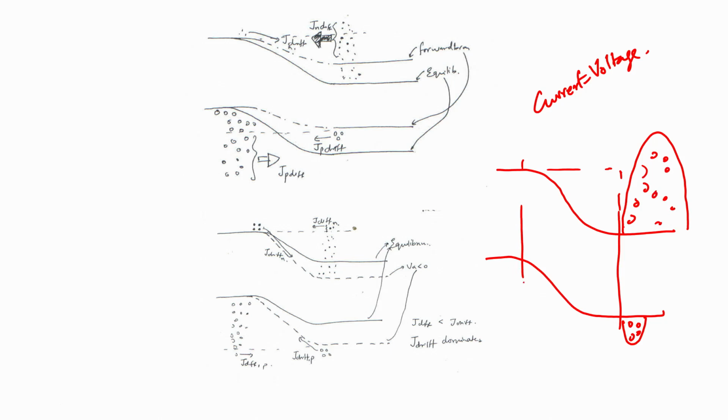On the other hand, the P side has got a lot of holes. We need to mark these differently. The electrons are all marked as solid objects and the holes are all these hollow circles. The P side has got a lot of holes and very few electrons.